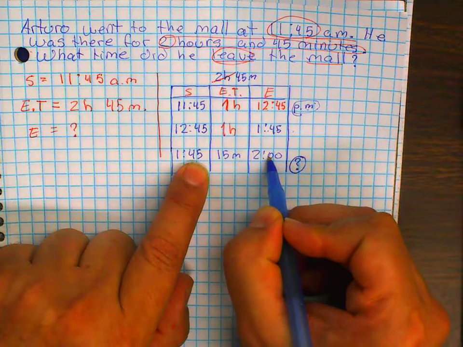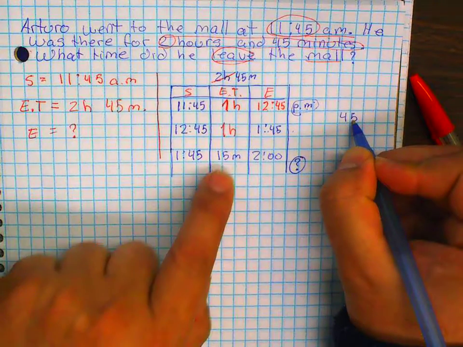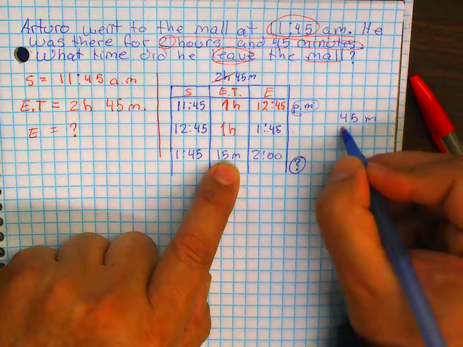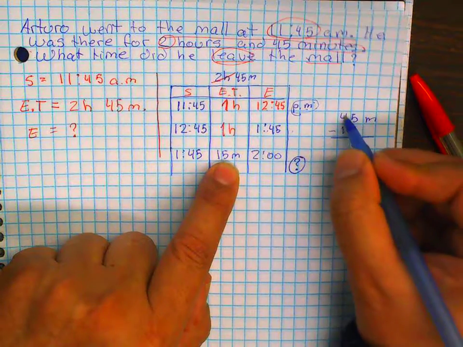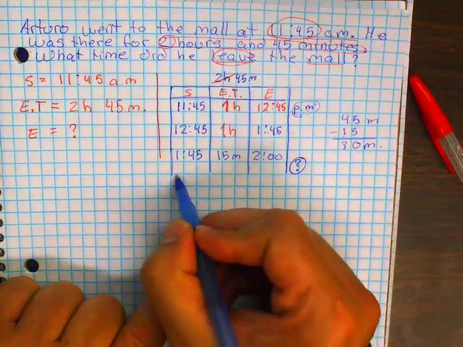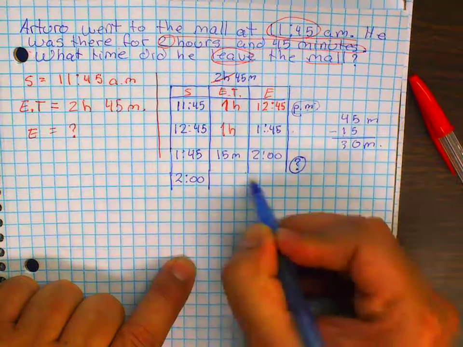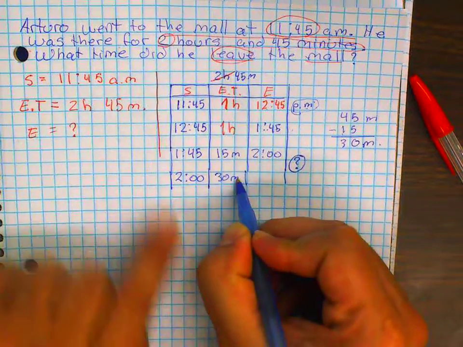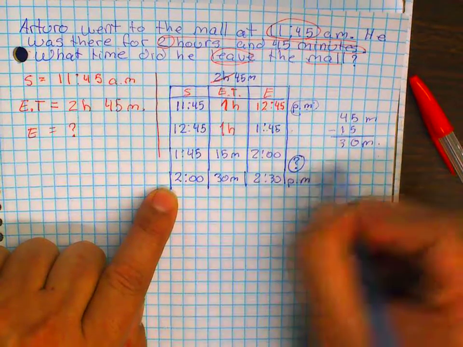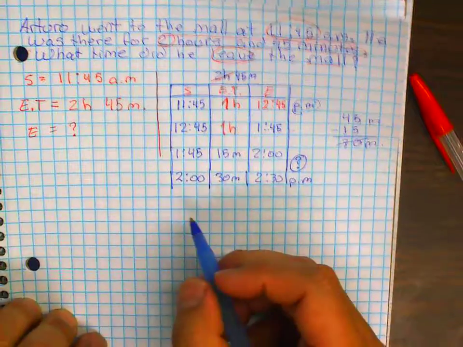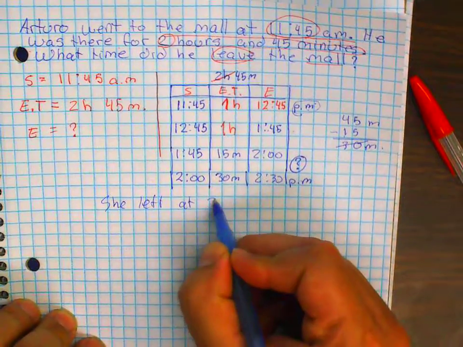That gives me 2. So what I'm going to do here is start subtracting so I can keep track of what I'm doing. I have 45 minutes originally. I took 15 minutes. So I have 5 minus 5, 0, and 4 minus 1, 3. So I still have 30 minutes. I'm going to put 2 o'clock here. Now those 30 minutes, can I add them right away? Yes, I can, 30 minutes. So that will be 2:30. And that is obviously PM. So what time did he leave the mall? He left at 2:30 PM.